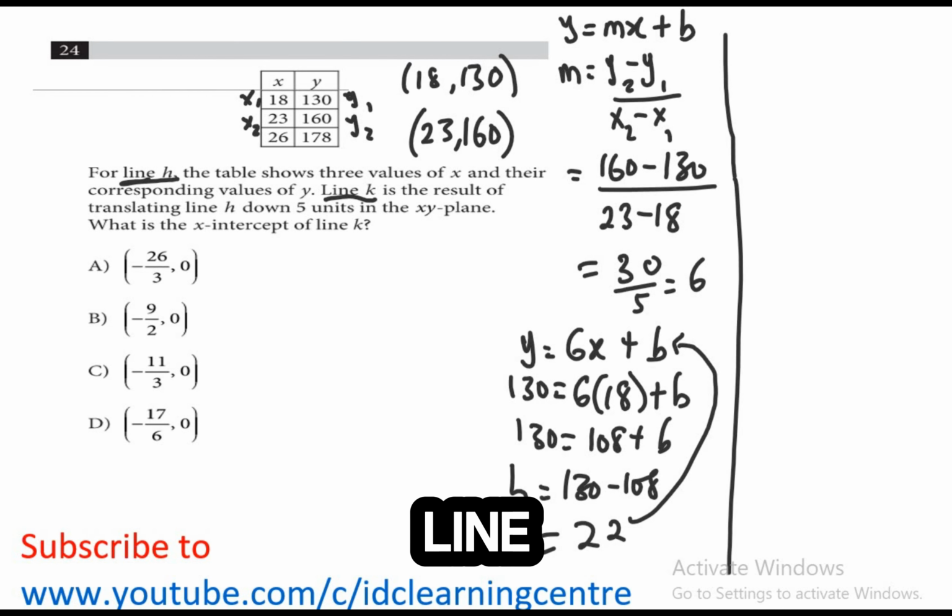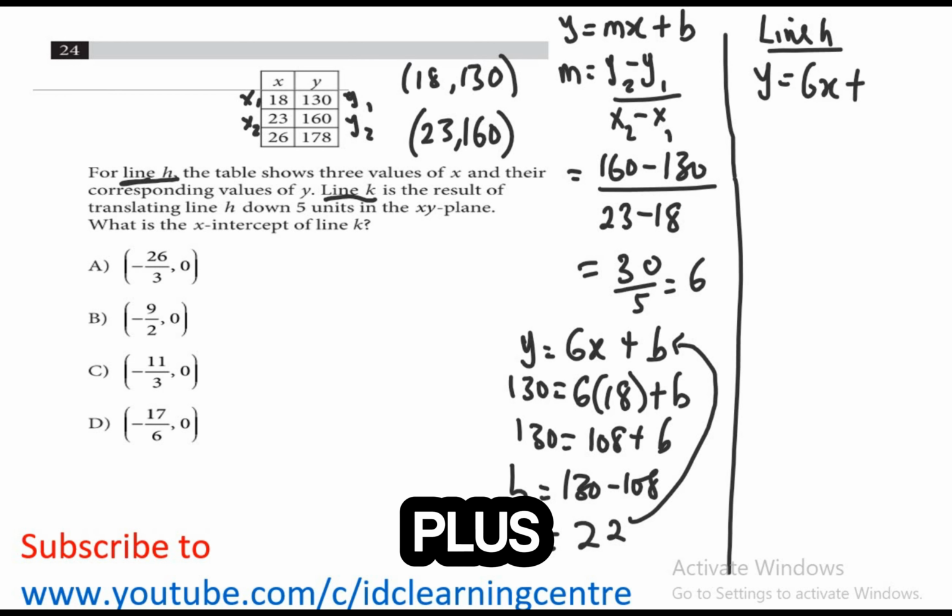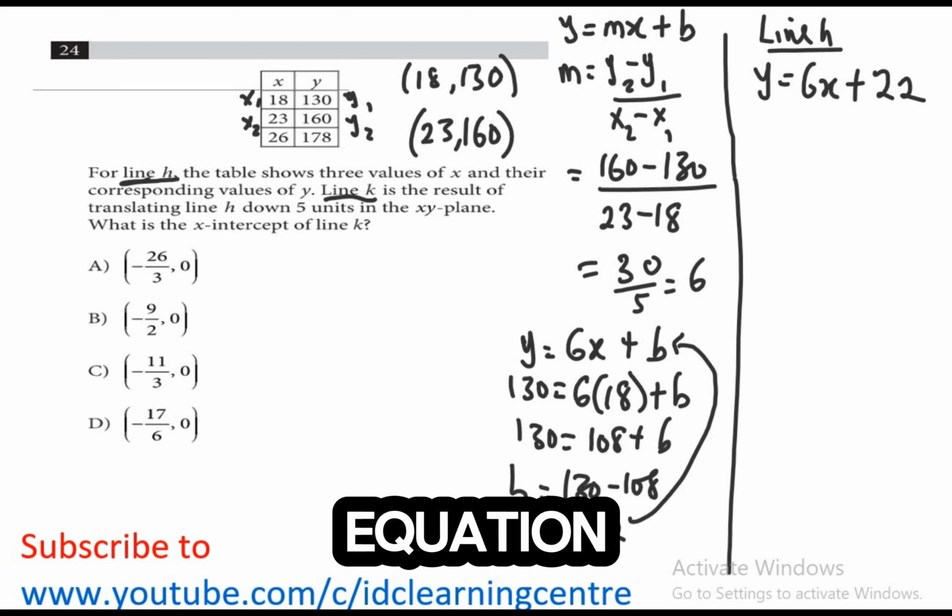So we'll come back and plug in to write the equation for line H. So the equation for line H has an equation of y equals 6x plus our b, which is 22. Okay. So now, since we have the line for H, we can find the equation for line K.